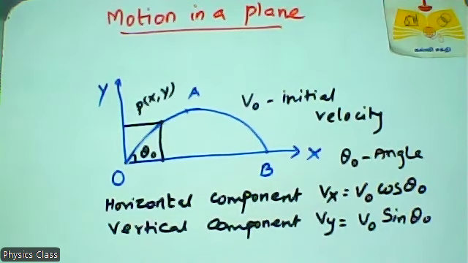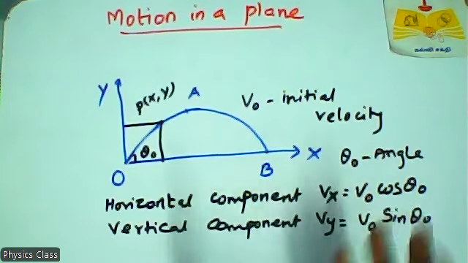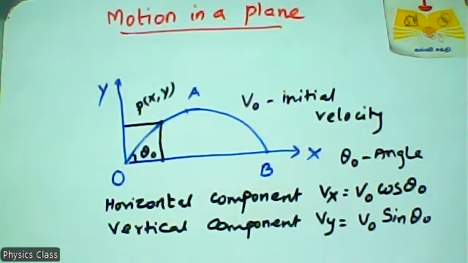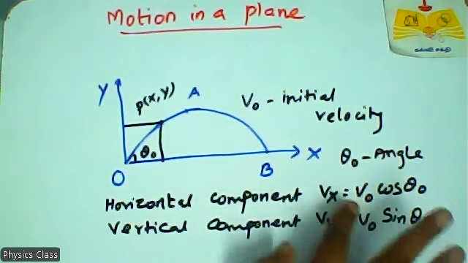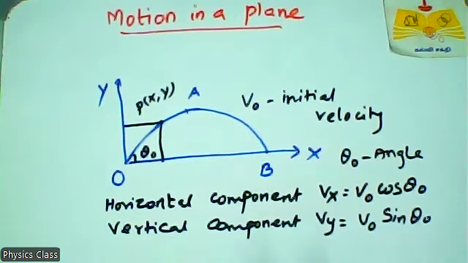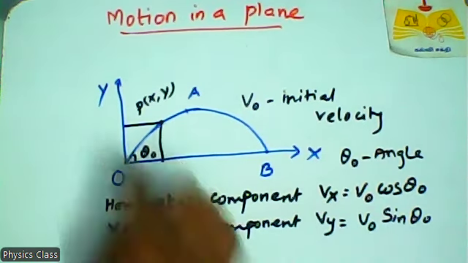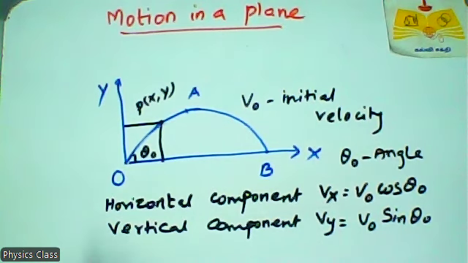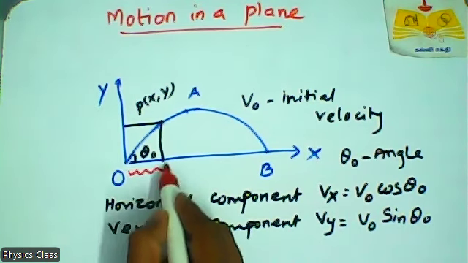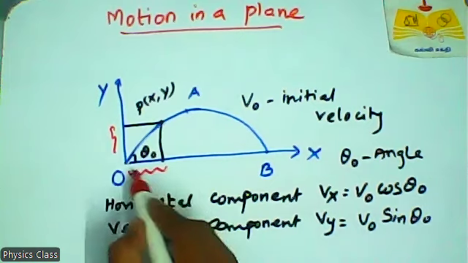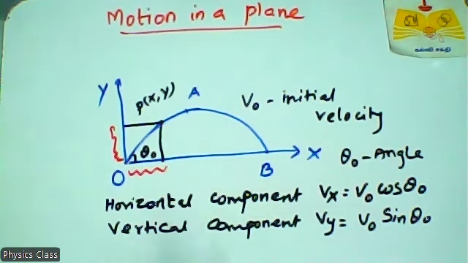There are two components. One is horizontal component, another is vertical component. Horizontal component is denoted as Vx, which is V naught cos theta naught. V naught means initial velocity, theta naught means initial angle. For vertical component, Vy, this is a, sorry, this is a horizontal component. This is a vertical component.